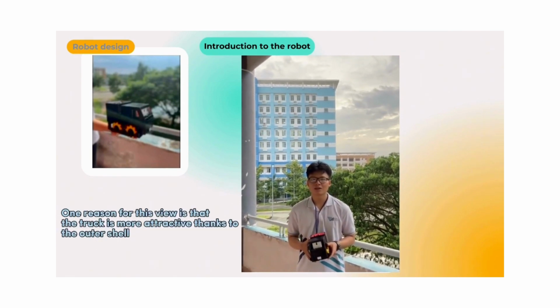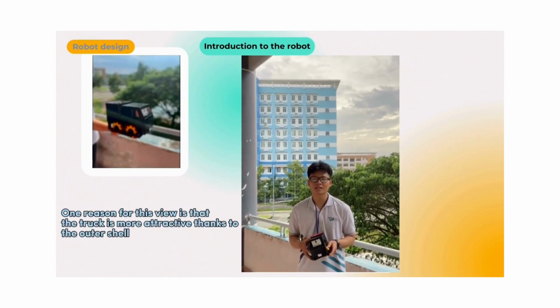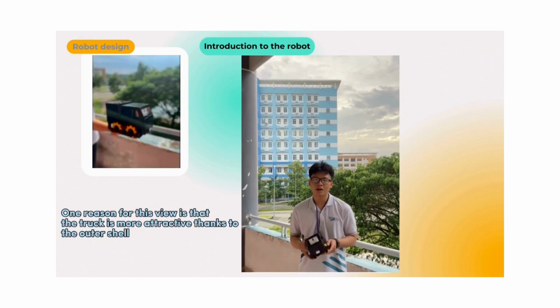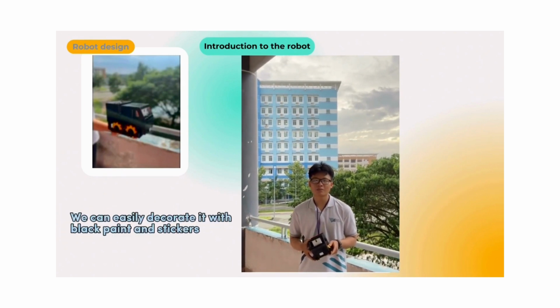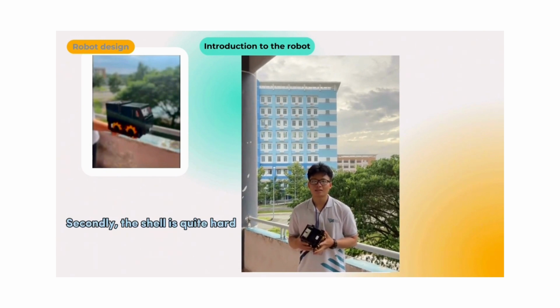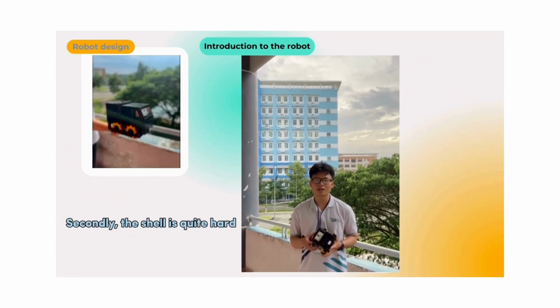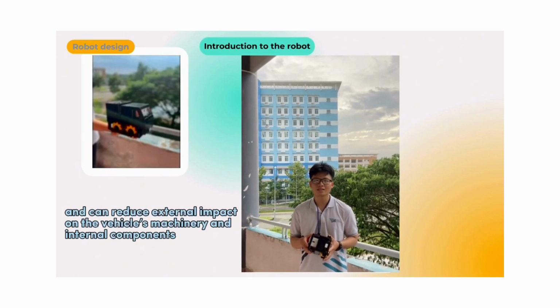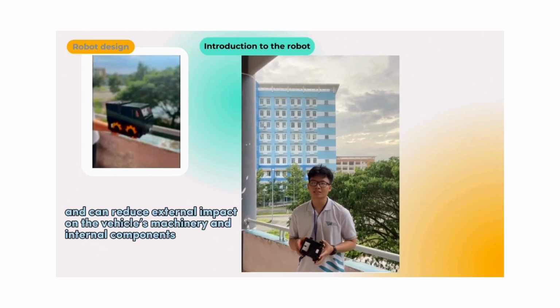One reason for this view is that the truck is more attractive thanks to the outer shell. We can easily decorate it with black paint and stickers. Secondly, the shell is quite hard and can reduce external impact on the vehicle machinery and internal components.